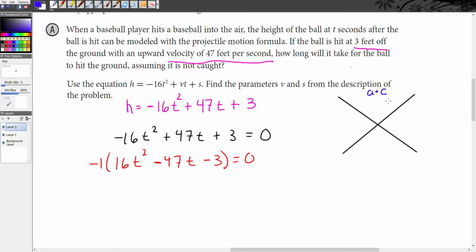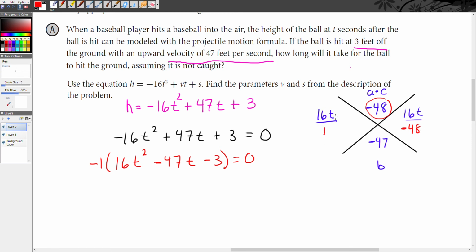We have our a times c. So here's 16 times negative 3, that is negative 48. We have here our b value, which is negative 47. And our 16t squared, right? So our top is going to be 16t over something and 16t over something. All right, so let's find our two factors. We need two numbers that multiply together to make negative 48 and add together to make negative 47. So that's kind of easy. If you think about 48 times 1 is 48, and 48 minus 1 is 47. And since the b value is negative, we're going to make this a negative 48 here, and we're going to make this a positive 1 here.